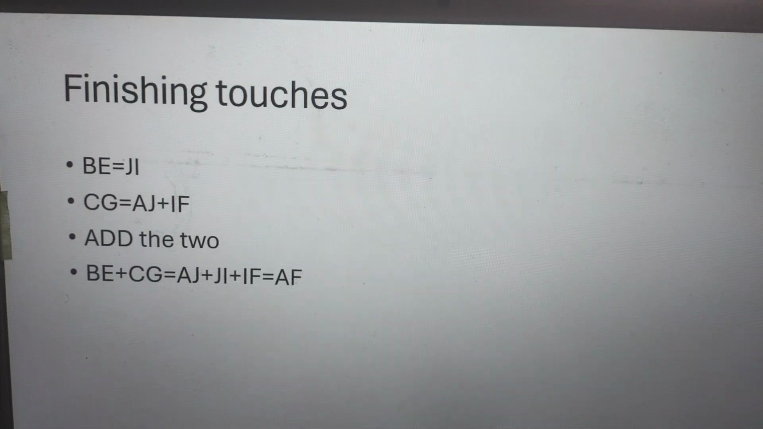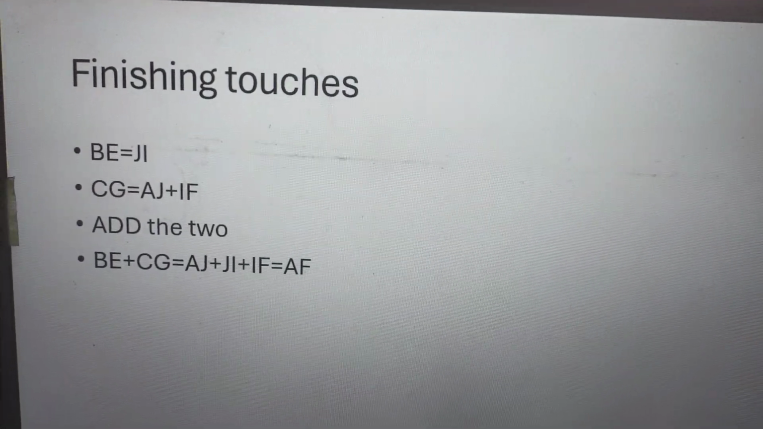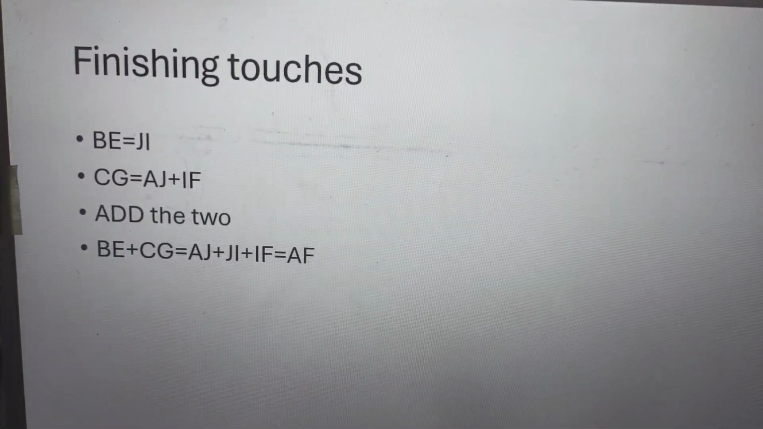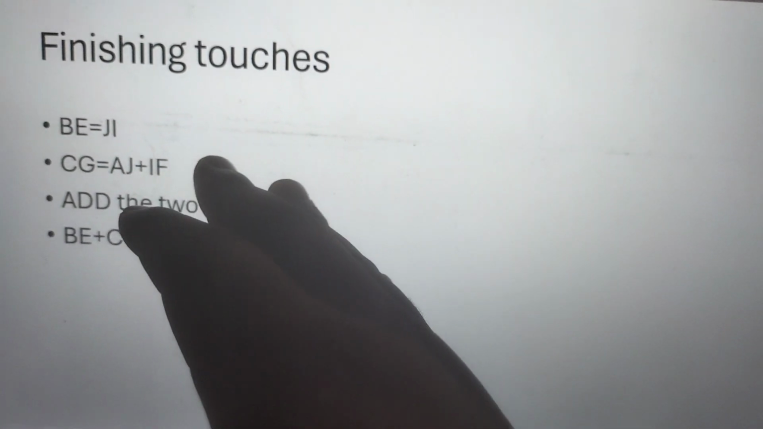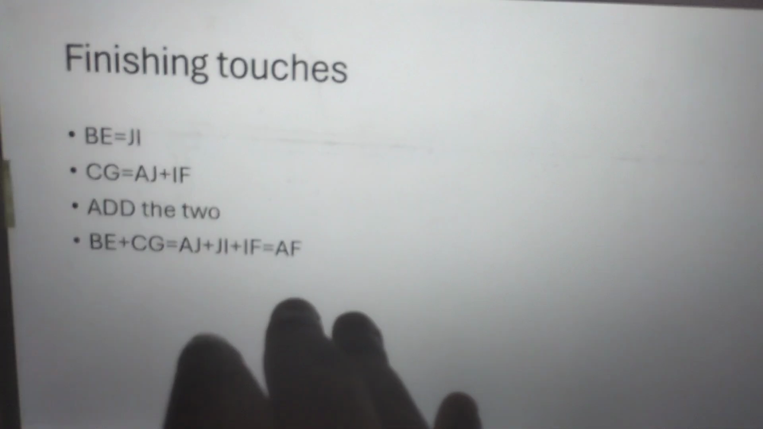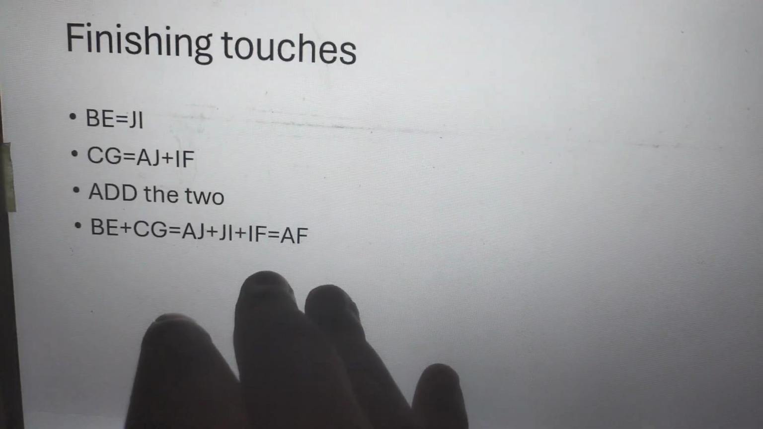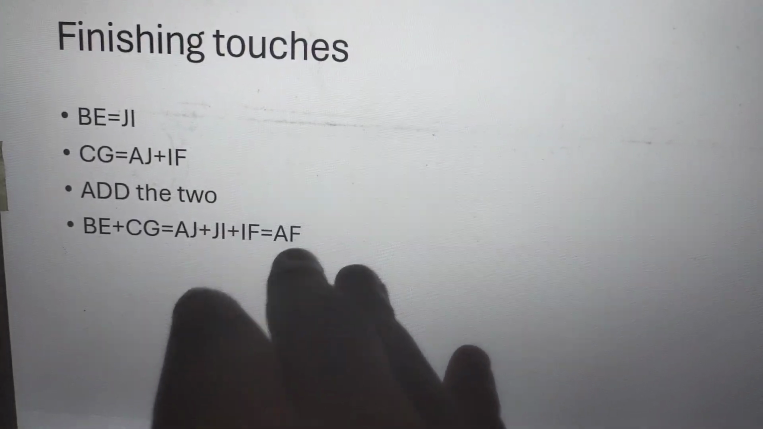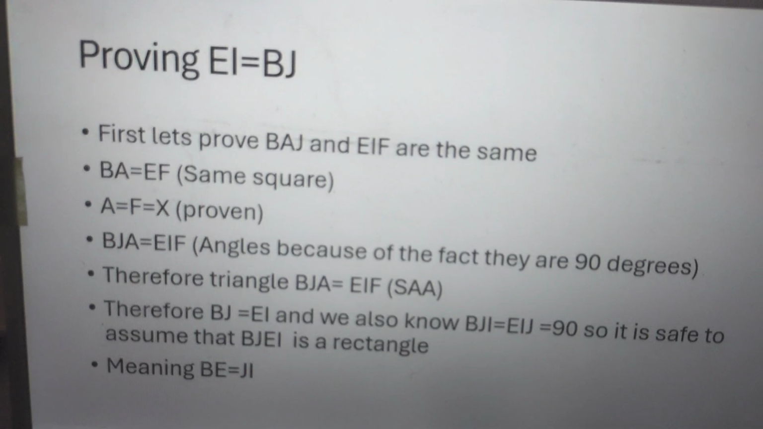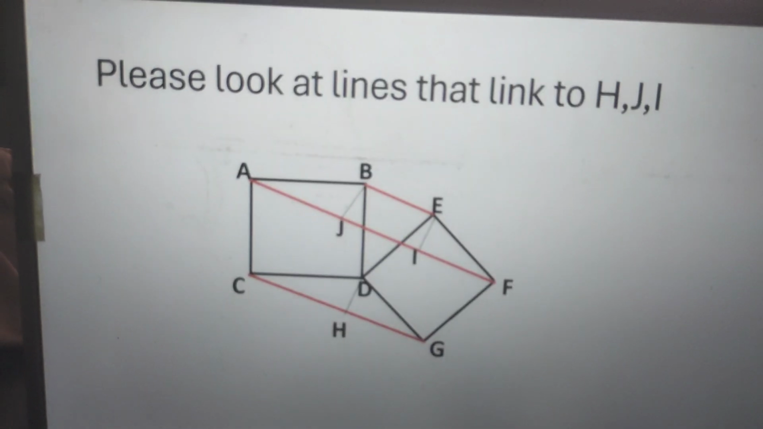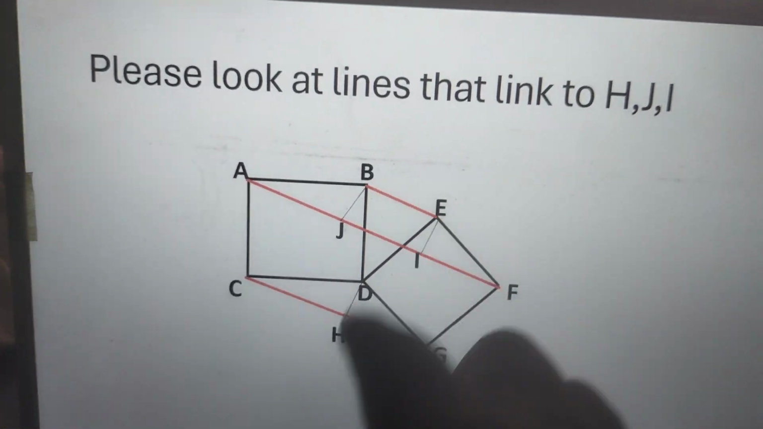Then we have the finishing touches. And yeah, then we add the two. We have one equation, we have the second equation, we add the two, we get that BE plus CG equals AJ, JI, IF, that's AF. That means that, yeah, we've proven that this line is equal to the sum of these two lines.